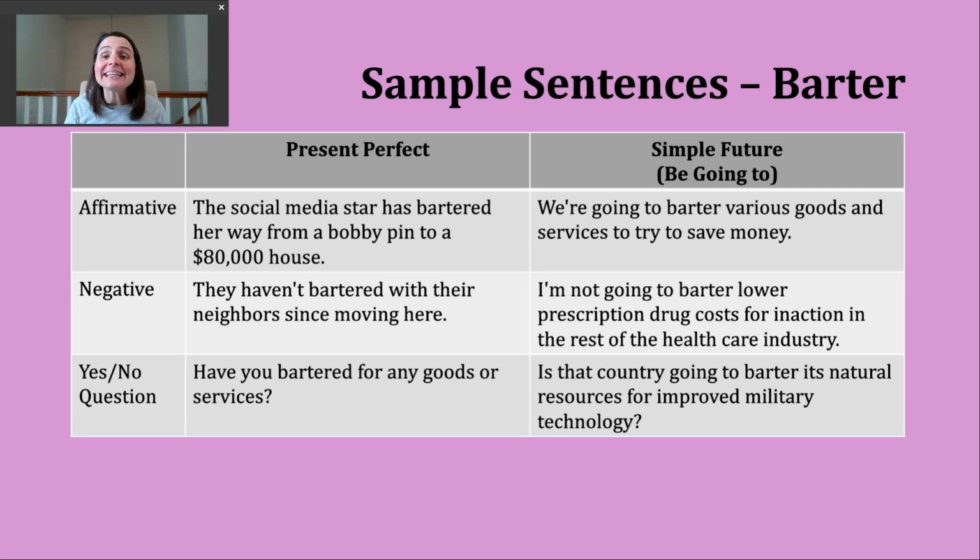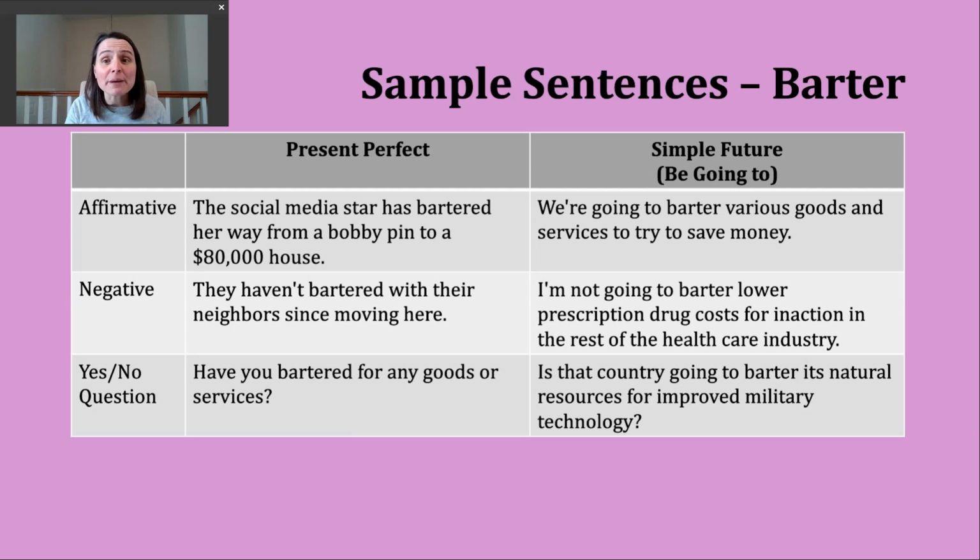Okay. Now, if I want to make a negative simple future sentence, again, I'm paying attention to my subject. I'm using the form of be that matches that subject. Then I use not, then going to, and the base verb. Here's another example. I'm not going to barter lower prescription drug costs for inaction in the rest of the healthcare industry. I saw a sentence very close to this from a particular politician who was discussing his or her plans for sort of creating agreement about certain legislation. So here they're really talking about trading and exchanging.